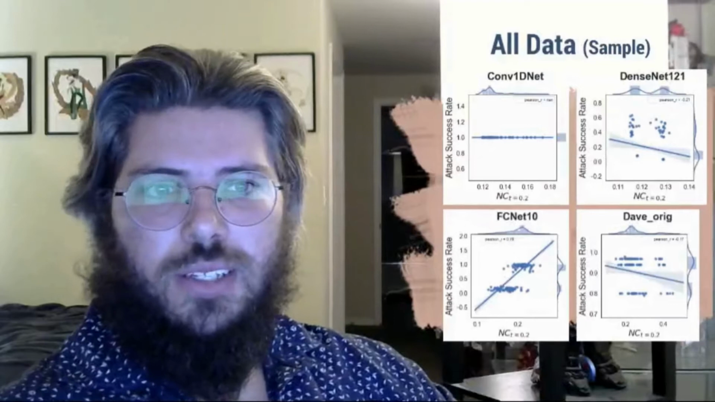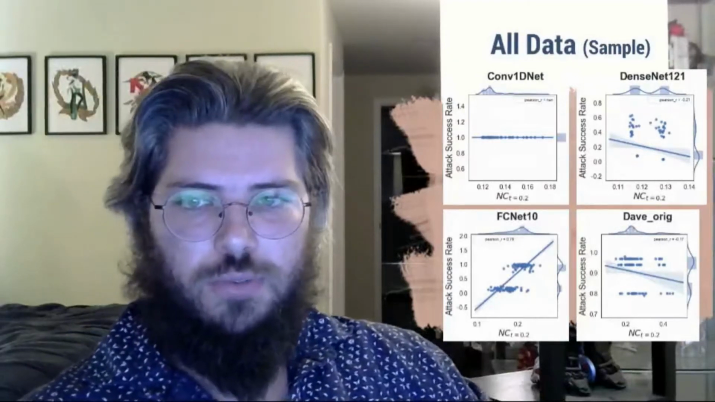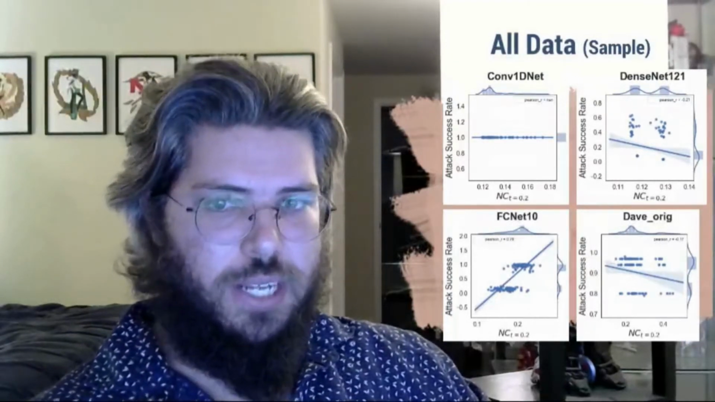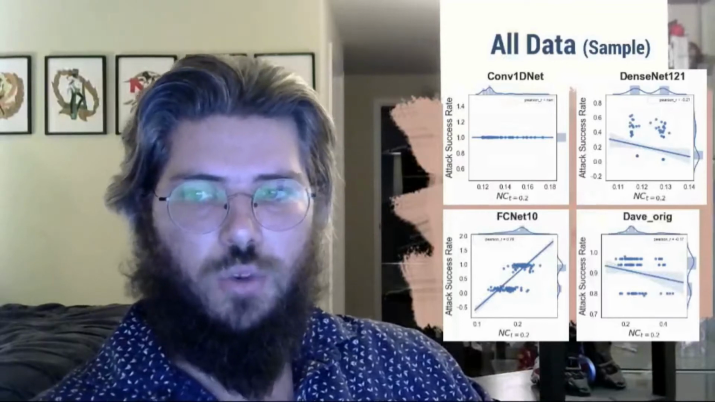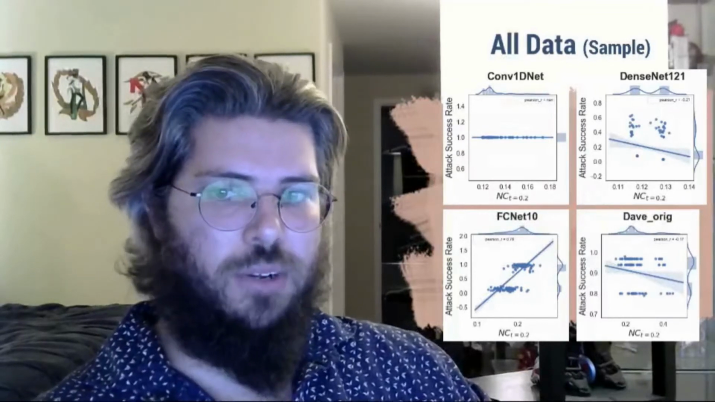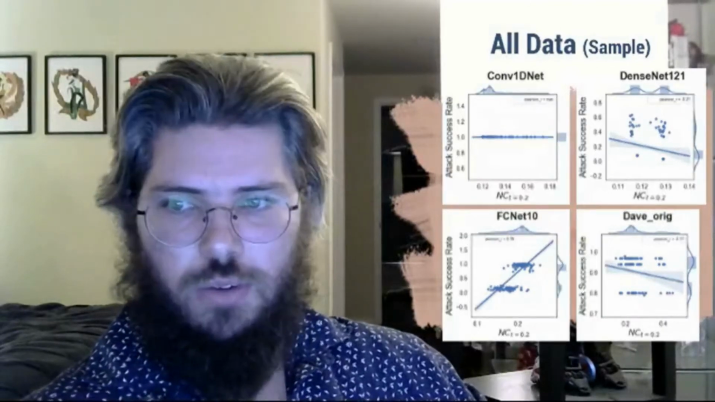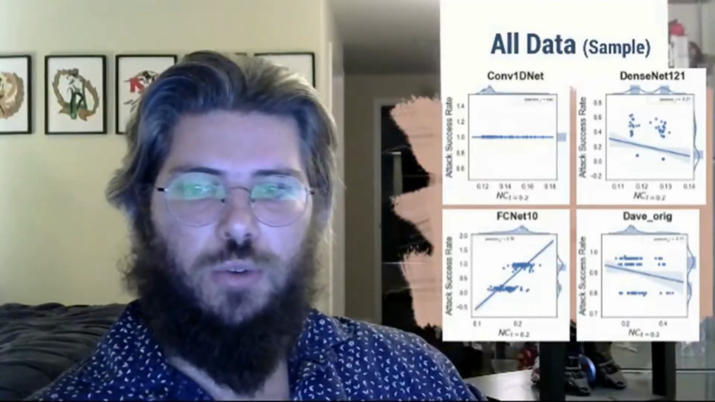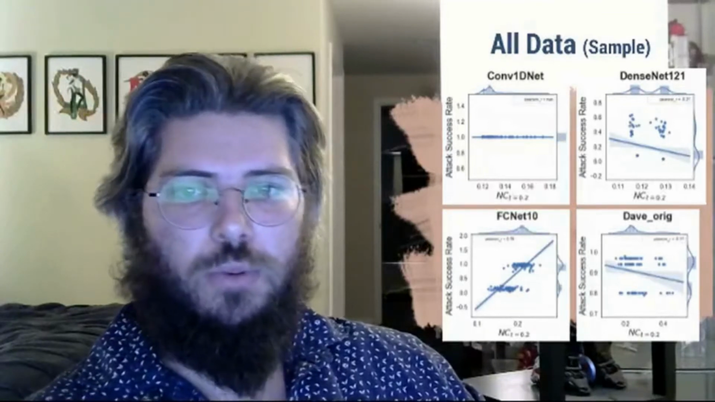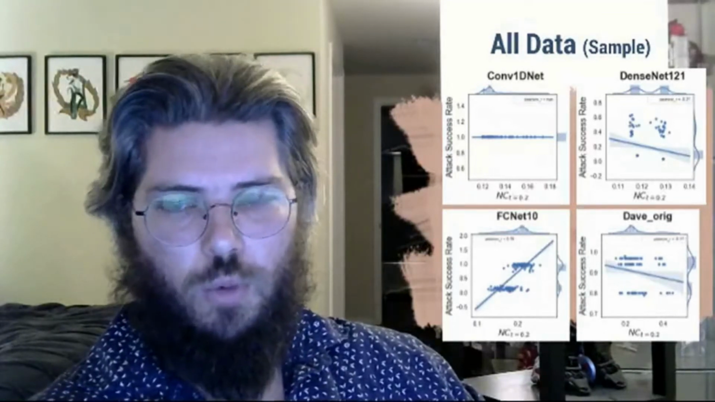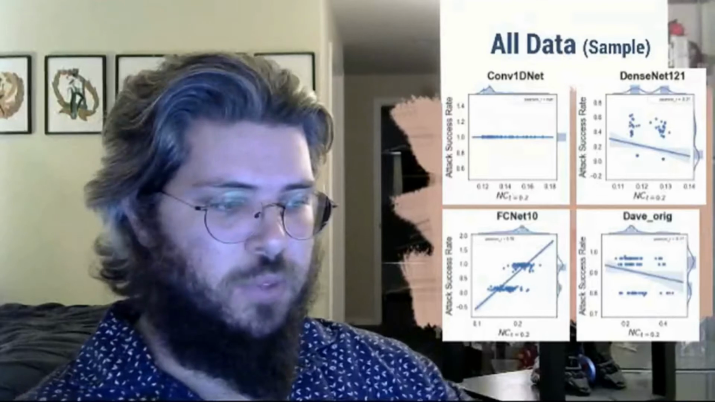So, taking a look at a sample of the results from the CW attack on all three datasets, we see that the convolutional 1D-net exemplifies the NA outcome. It had a 100% attack success rate, no matter what level neuron coverage was. And the other models show their respectively mixed results. We would refer interested viewers to the paper for more visualizations like this.